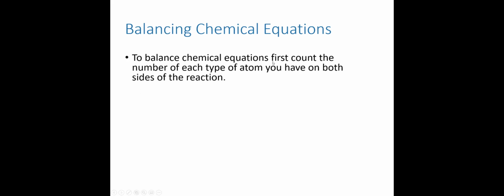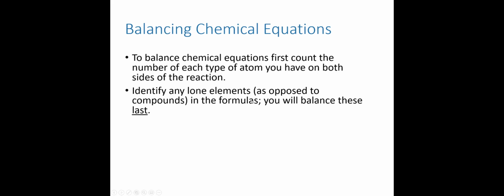So the way that we go through this is we first count the number of each type of atom on both sides of the reaction. You want to identify any elements that are somewhere by themselves in the formula. Those always want to be balanced last. That makes it much easier to balance those.